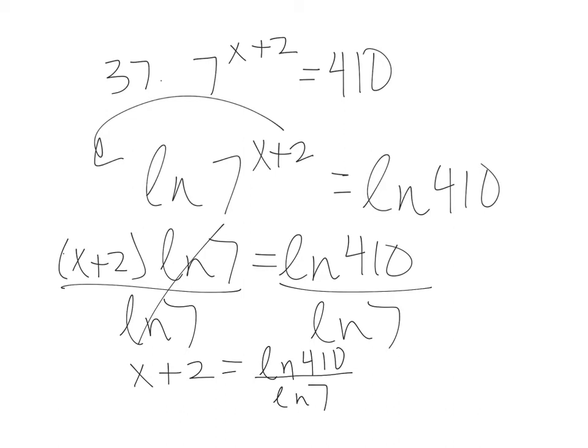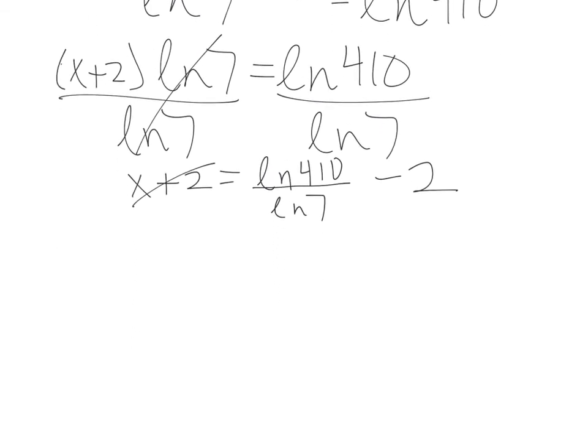And now we see if we get the 2 to the other side by subtracting 2, we get x equals that. Of course, you could plug that natural log divided by natural log in your calculator and then subtract 2 to get the answer in estimate form or decimal form if it asks for it.